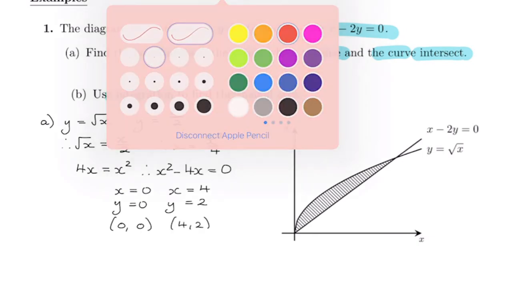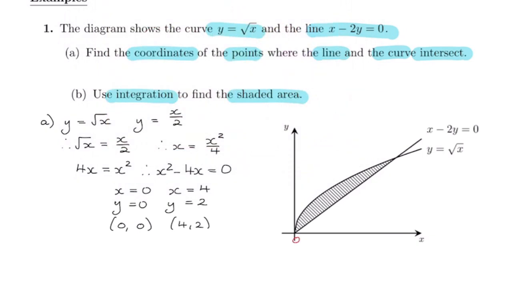And that actually marries up with our diagram. You can see I'm just going to put these values on here. So that's 4.